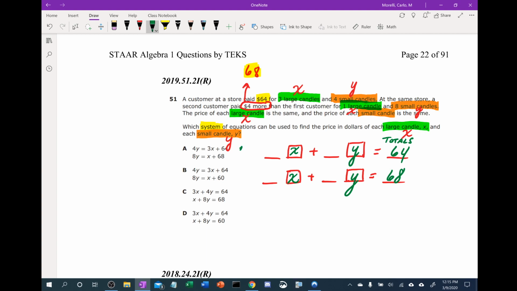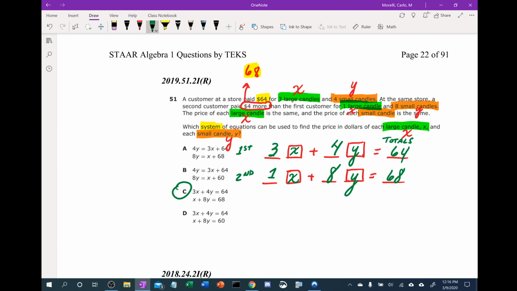So obviously, you see what I'm getting at here? This is the first customer, and this is the second customer. What number goes next to the X for the first customer? 3. What number goes next to the Y? 4. For the second customer, which number goes next to the X? 1. And the Y? 8. Guess what? You're done. What's the answer? C.